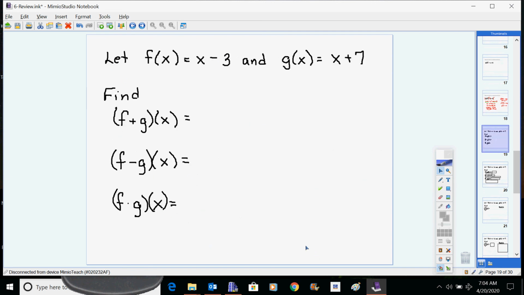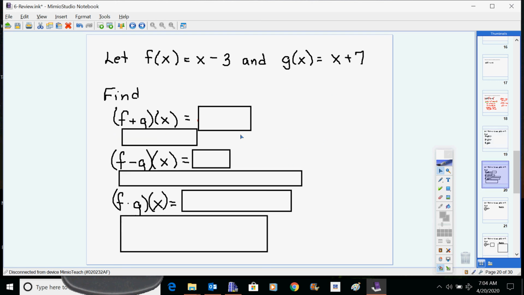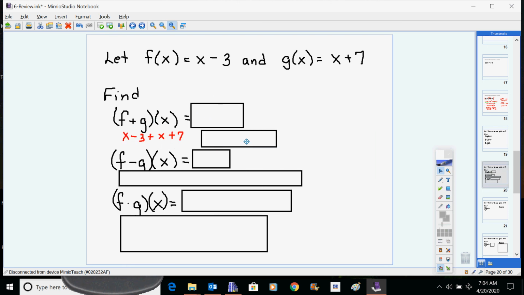This part on your quiz, now I'm going to take a little more time on some of these because this is a little bit harder. This part on your quiz actually was pretty good. You guys did great. You knew that adding meant you just put them together by adding. Okay, so f plus g of x means you take the two expressions and you add them. So we ended up with 2x plus 4.